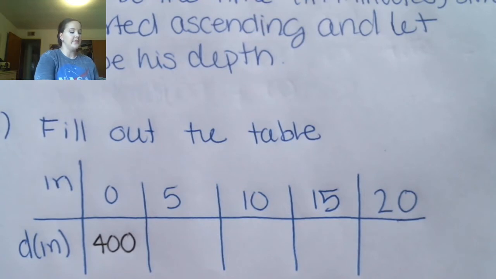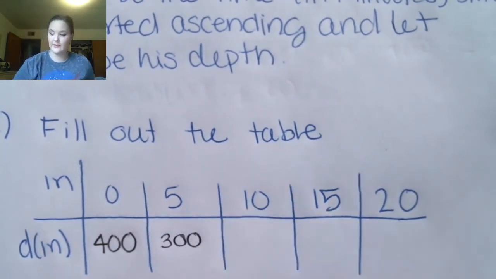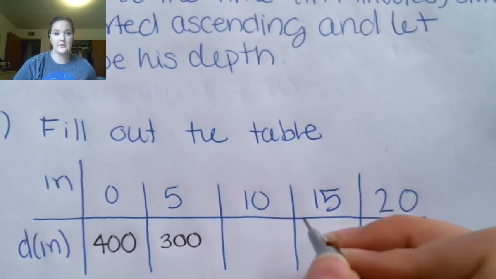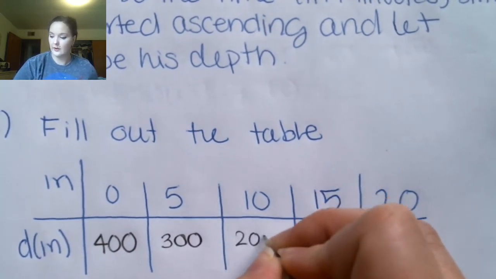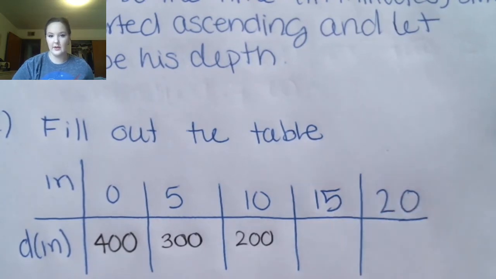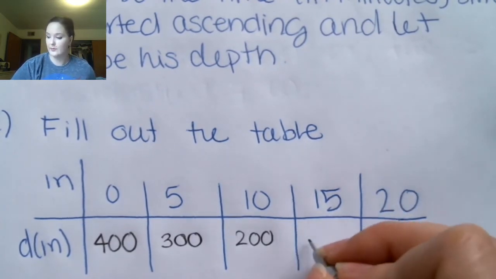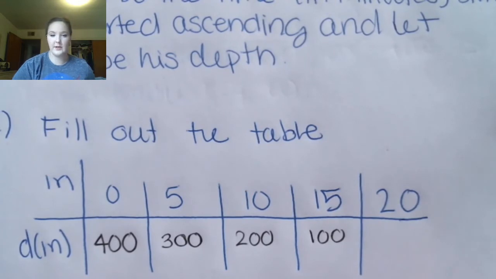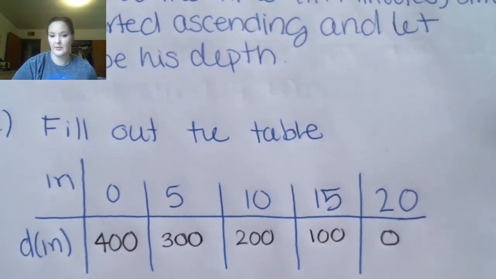Now, after he's been going up for 5 minutes, remember, every single minute he's going up 20 feet. So that means after 5 minutes, he should have gone up 100 feet, which would put him at 300 feet. After 10 minutes, he's gone up 200 feet, which puts him at 200. After 15 minutes, he's gone up 300 feet, which would put him at 100. And after 20 minutes, he's gone up 400 feet, which would put his depth at 0.